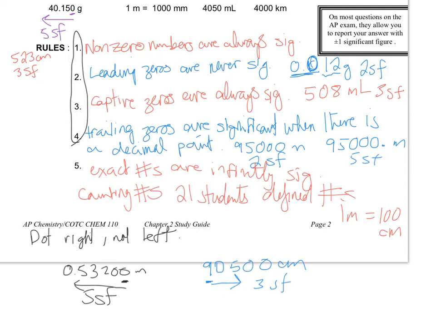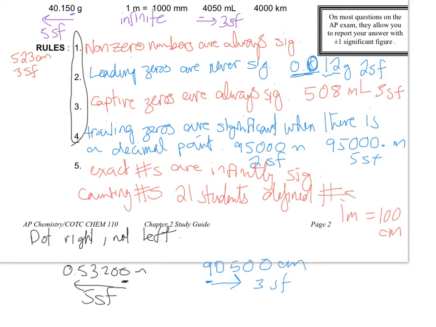Let's look at the next one. It says 100 meters is equal to 1,000 millimeters. Both the 1 and the 1,000 there are infinitely significant because it's a defined value. Okay, next one is 4,050 milliliters. So I'm using the dot right, not left. So since it doesn't have a decimal point, I'm going to start from the left. And I'm going to go until I reach the last non-zero digit, which is that 5. So I'm going to stop here. So that's 1, 2, 3. So that is 3 sig figs.